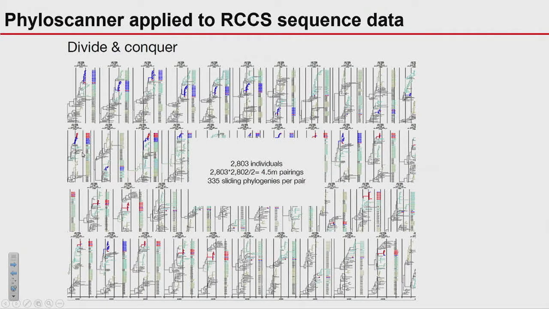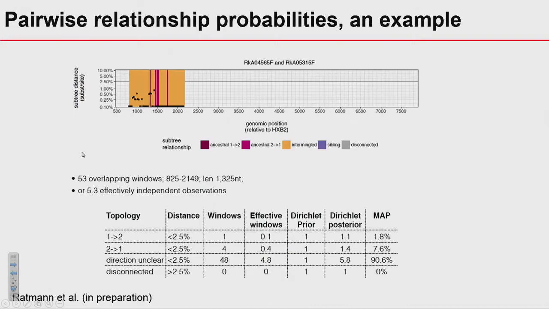So we took all of our data from our 2,803 individuals, and we did pairwise comparisons for all individuals in the data set with reference genomes in the background. So 4.5 million pairings, and we did 335 sliding phylogenies per pair. So this is a ton of data, and this is really a lot of Ollie Ratman's work. So our data, we're supposed to get full genomes back from this, but you can see here we only have data in this region here. The data we got back was not totally complete, but this is the area where we have data.